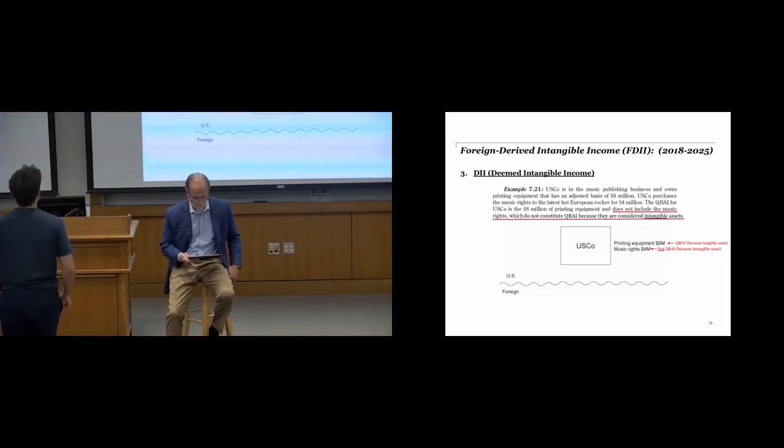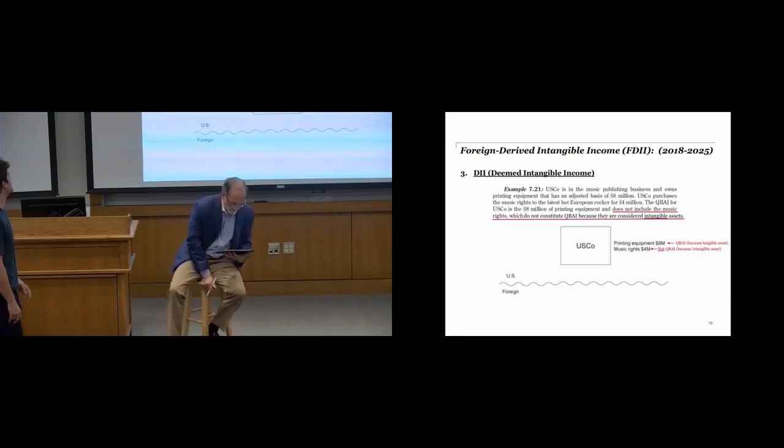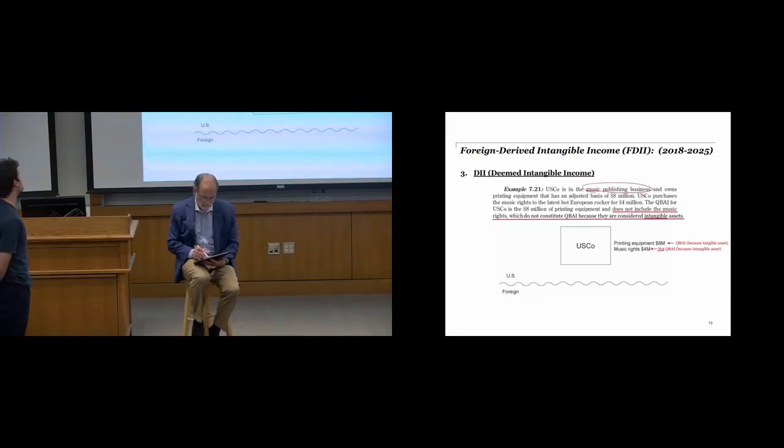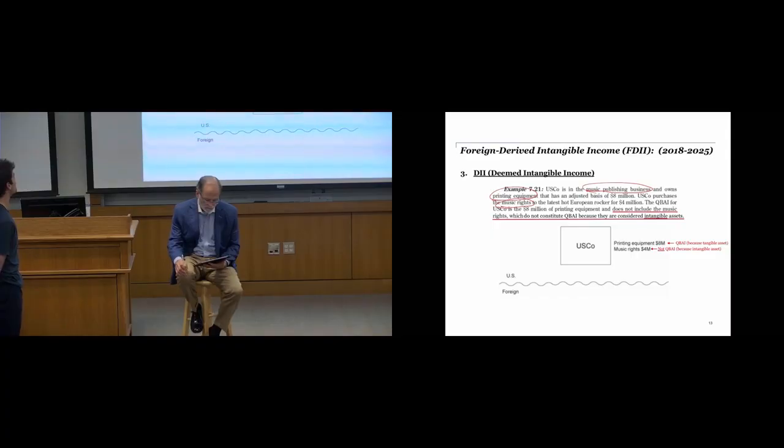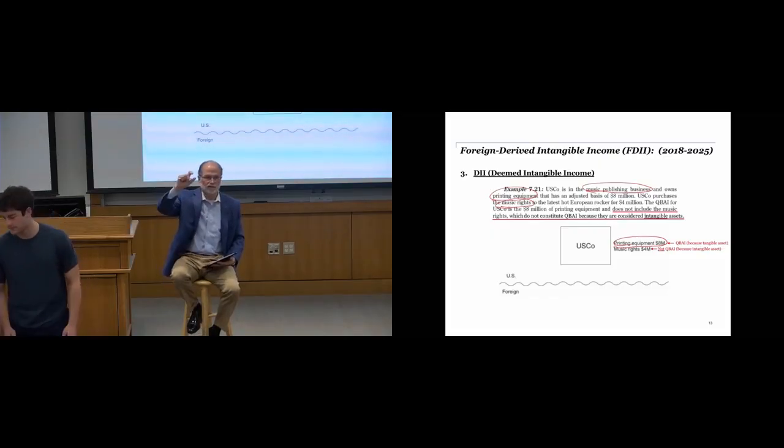So 721 states that US Co. is in the music publishing business and has equipment at an adjusted basis of $8 million USD. US Co. purchases the music rights to the latest hot European rocker for $4 million USD. The QBAI for US Co. is $8 million of equipment and does not include the music rights, which do not constitute QBAI because they are intangible assets. So this is just saying 10% return, QBAI is tangible assets, right?